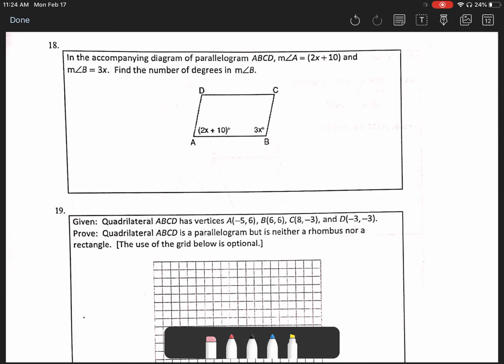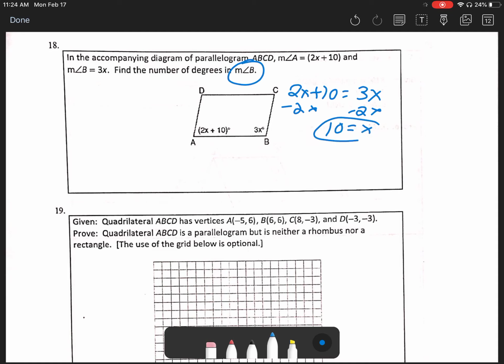Okay, number 18 in the accompanying diagram. This one's pretty, we've kind of already looked at this. We just have to be careful with solving because it's asking for the measure of b. The first thing I have to find is x. So we have 2x plus 10 is equal to 3x, subtract 2x, subtract 2x. And so we have my x value is equal to 10. And then knowing that, it says find the measure of 2x plus 10.